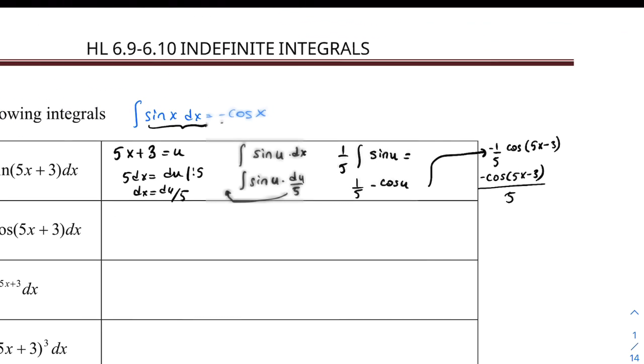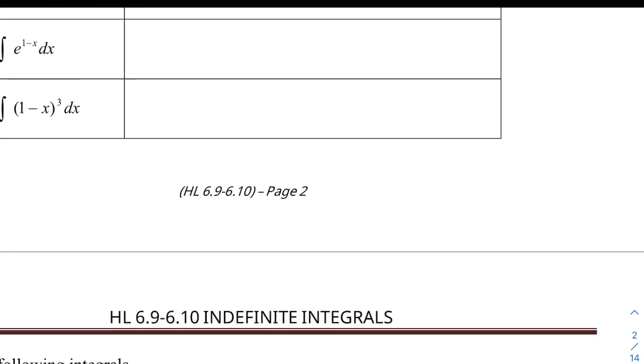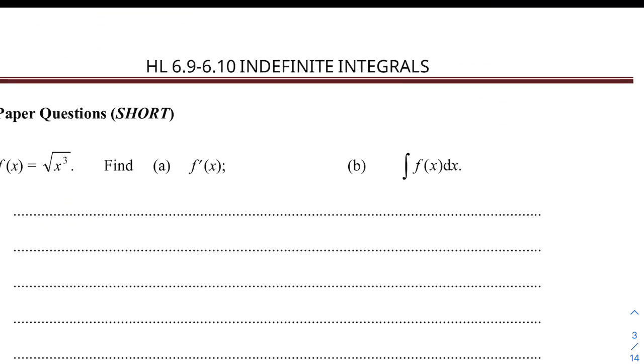Please use this substitution method to solve all the questions. You can solve every single question here, and then finish this package.